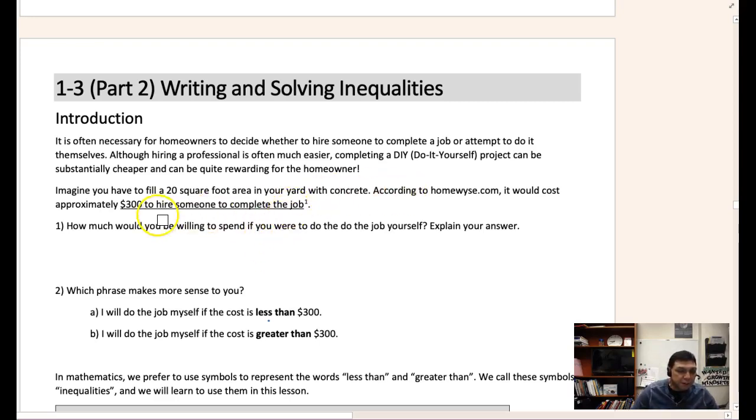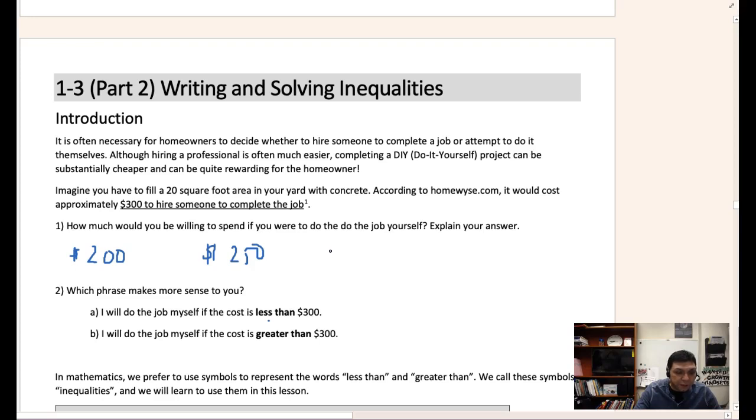In a case where you find out someone's going to charge you $300 to complete this job, you have to consider how much you would be willing to spend if you're able to do the job yourself. In the real world, if someone's going to cost me $300, I'm probably going to do it myself. Maybe if it cost me $200, I might do it myself and save $100. $250 for sure, right? Anything less than $300, I would do it myself.